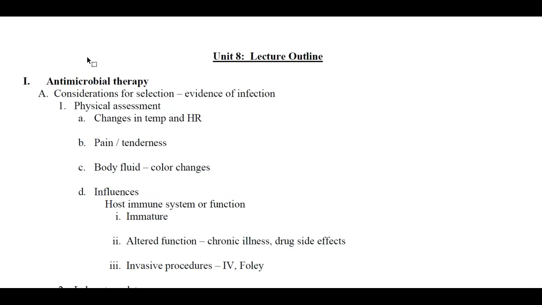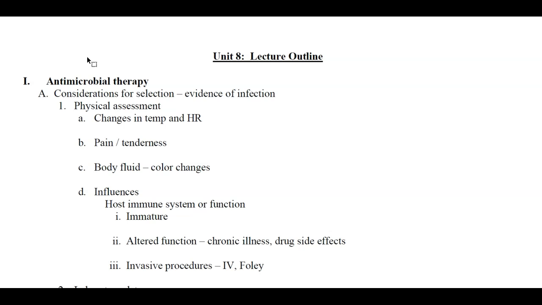So influences. There are different things that can influence that, including the host immune system or function, so our own human immune system or functioning. Definitely, sometimes if the immune system is still immature, such as in infants, they may be at more risk for getting an infection. In addition, the elderly are going to be at more risk for infection because over time, their immune system becomes less effective when it comes to fighting infections.